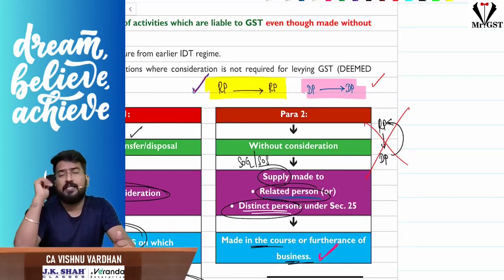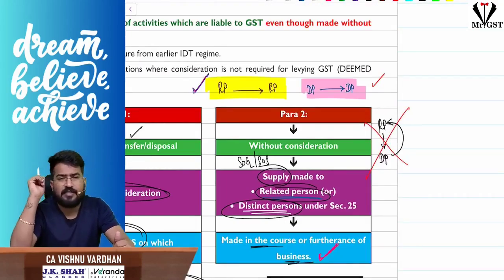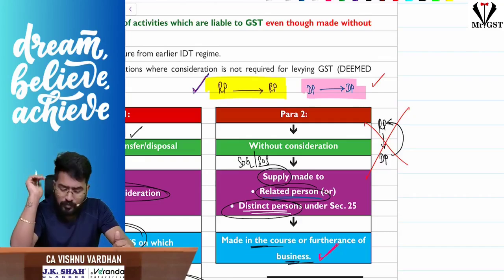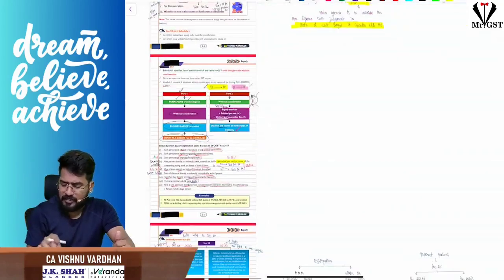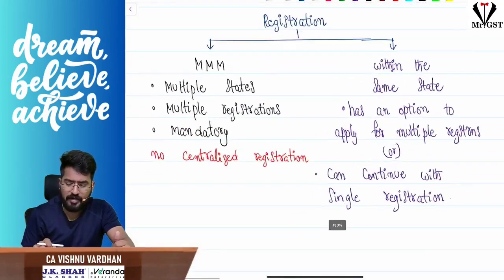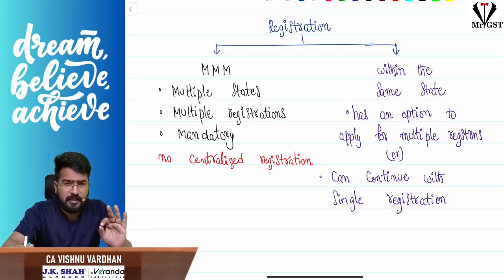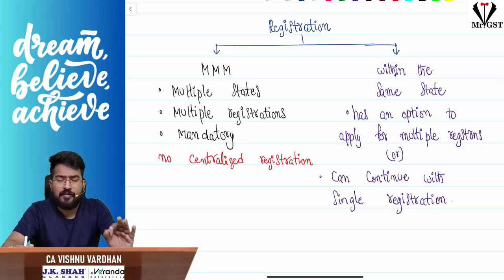But what do you mean by distinct person? What do you mean by distinct persons? So if you are a distinct person, between you anything happening without consideration is a supply. That is for sure, correct? Now, what do you mean by distinct persons? Normally, you have an idea that when you are operating from multiple states, you have multiple registrations. But when you are operating in the same state, multiple registrations are optional. That depends upon you to take a call. So multiple registrations for the same person are possible, either within the same state or in different states.